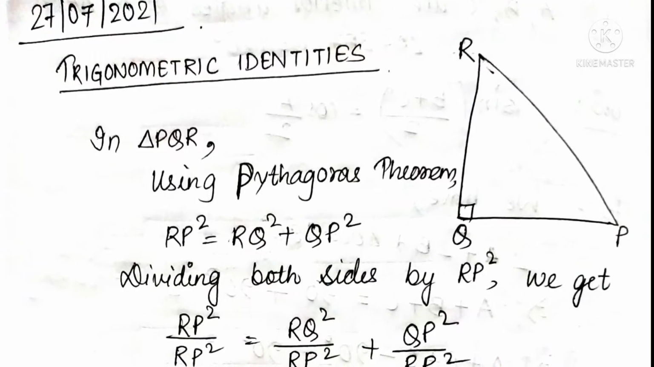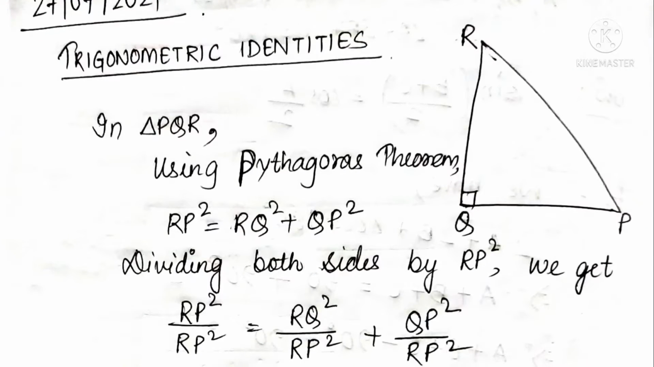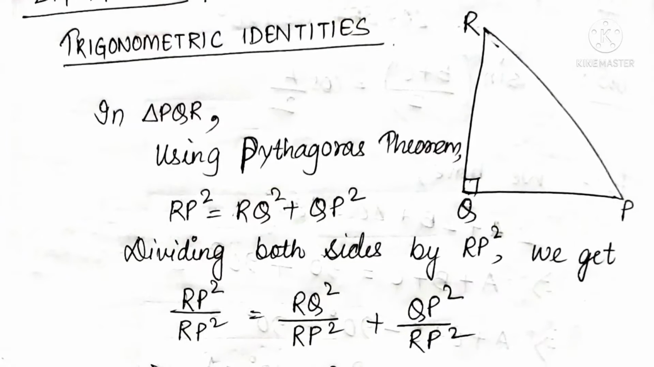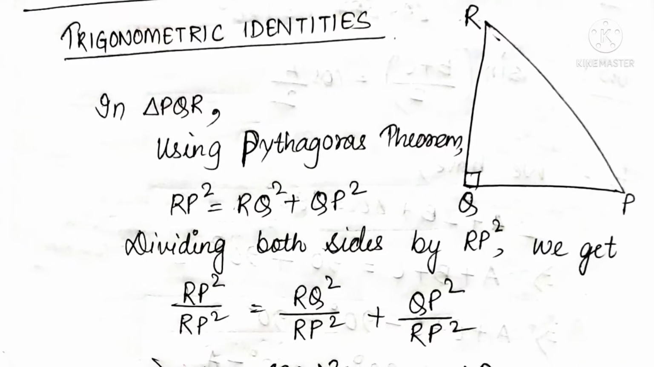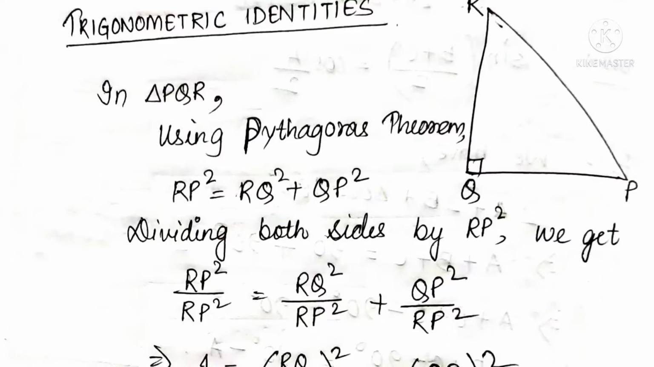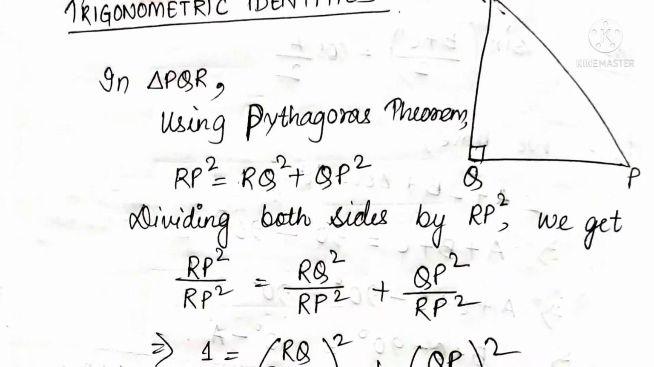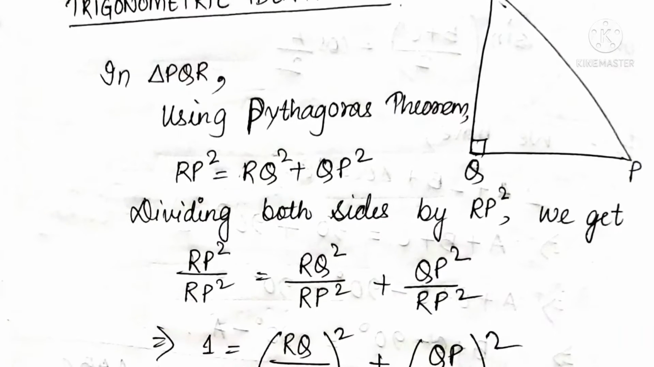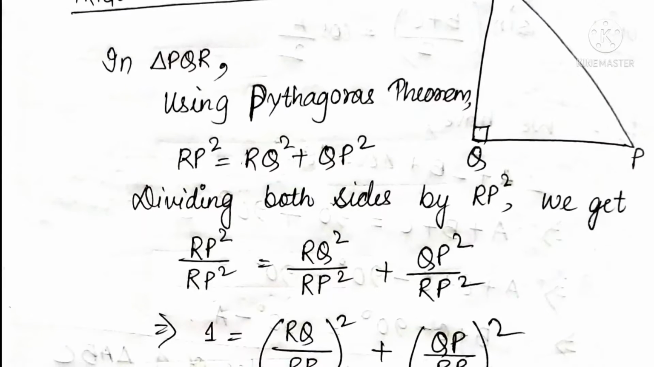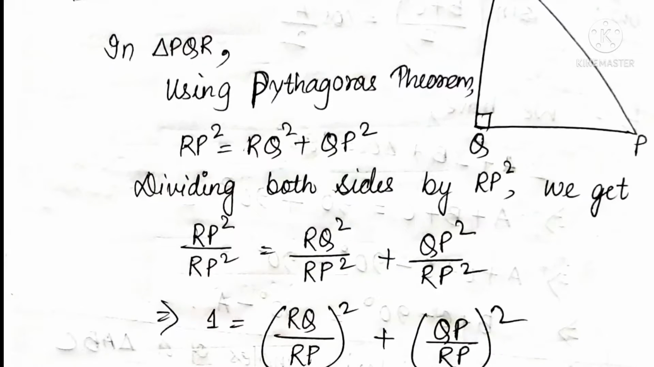So you can see here this is a right angle triangle PQR, right angle at Q. So by using Pythagoras theorem we can write the hypotenuse square is equal to perpendicular square plus base square. So you can see RP square is equal to RQ square plus QP square. So now in this particular equation I am dividing both sides by RP square, so that RP square by RP square is equal to PQ square by RP square plus QP square by RP square.